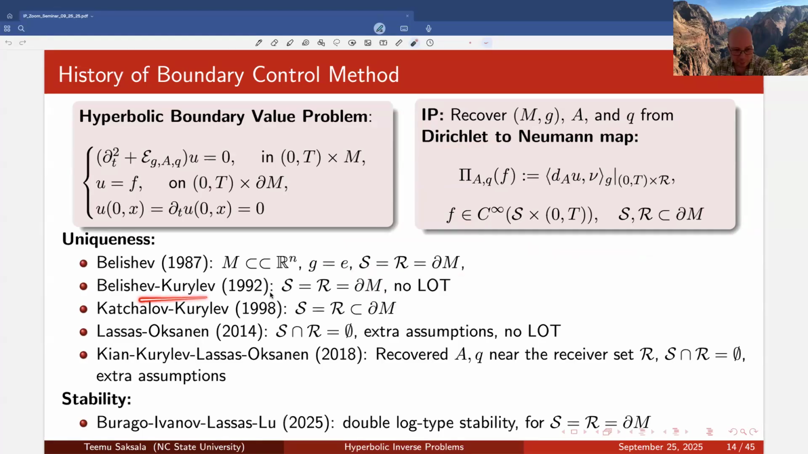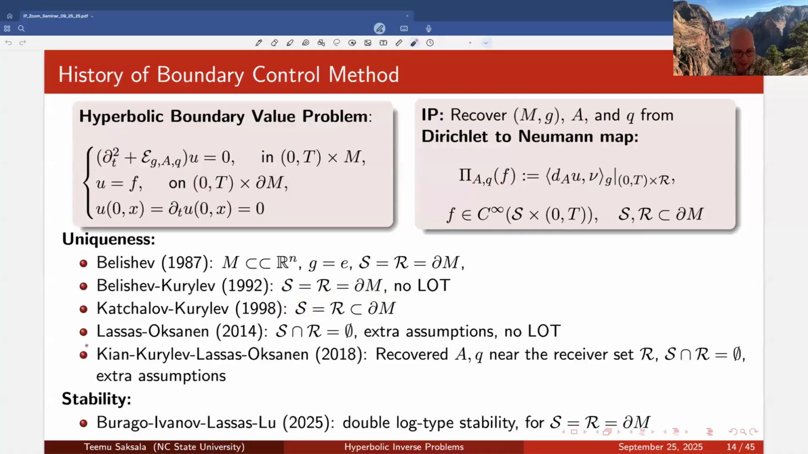Then Belishev and Kurylev pushed this theory further on Riemannian manifolds, and they studied the question where you have no A's and Q's. So can you recover everything if you do measurements everywhere on the boundary? And the answer is yes. And then Katsuda and Kurylev look at the same kind of setting, but now you allow lower order terms, and your Dirichlet data is supported on S, while your Neumann data is also measured on the same set.